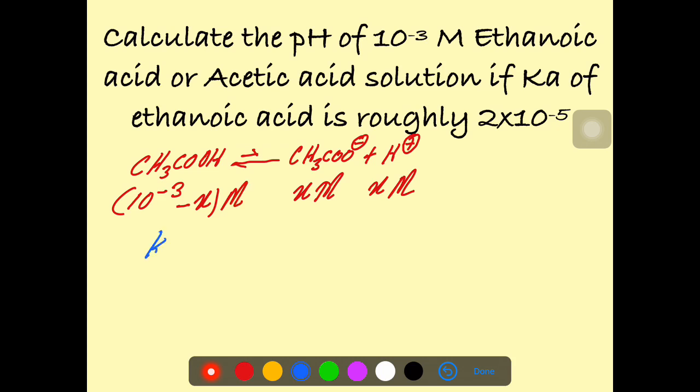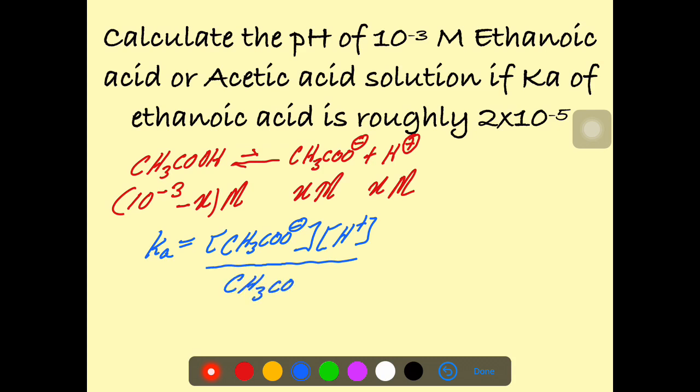Now let's write the expression for Ka of acetic acid. Ka will be concentration of acetate ions into H plus ions divided by concentration of undissociated acetic acid. The value of Ka is given to us, 2 into 10 raised to minus 5. In the numerator, it will be X square, as concentration of both acetate ions and H plus ions is X moles per decimeter cube, and in the denominator we'll have 10 raised to minus 3 minus X.